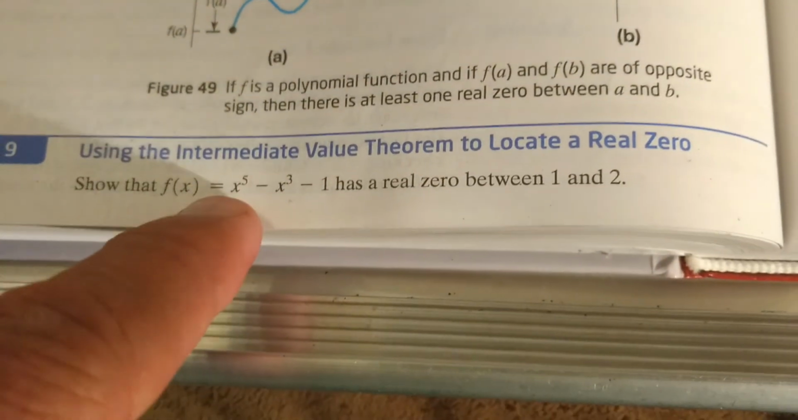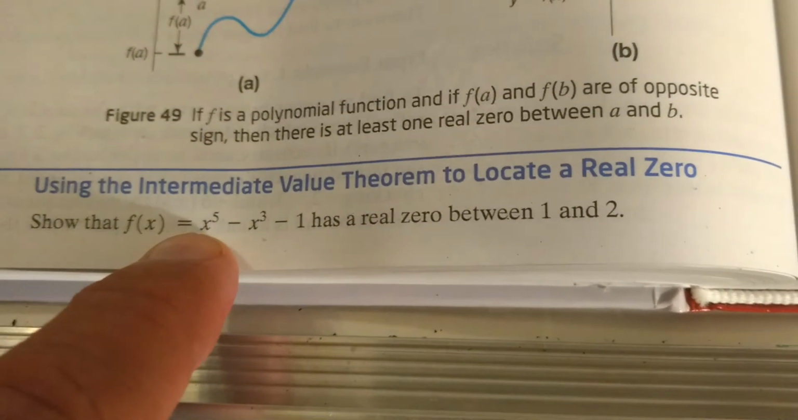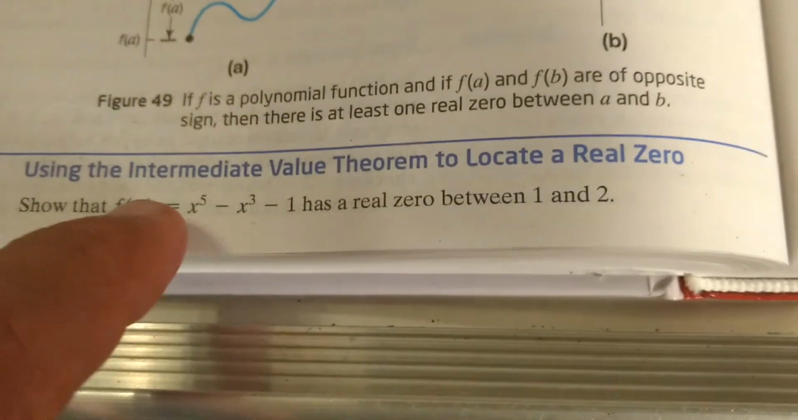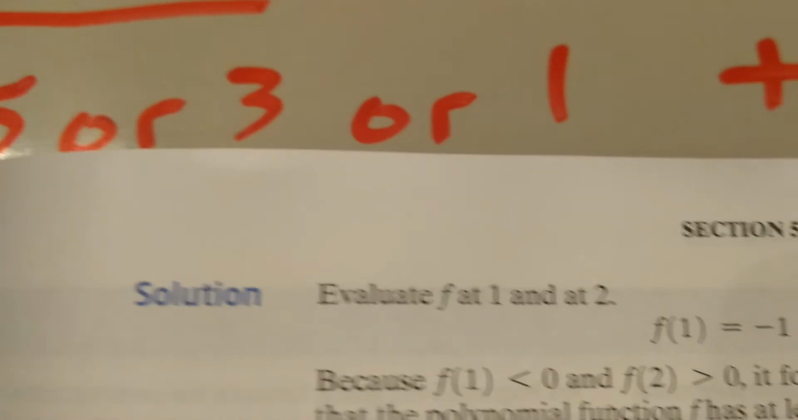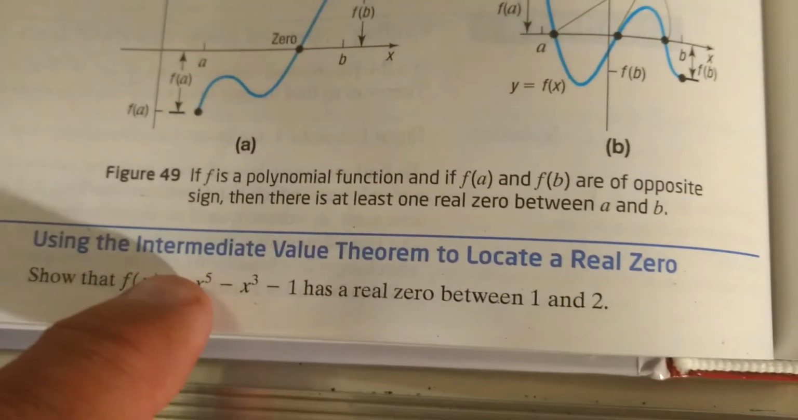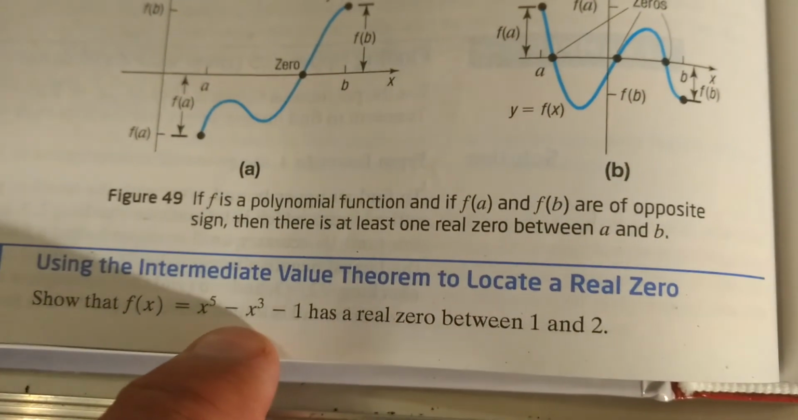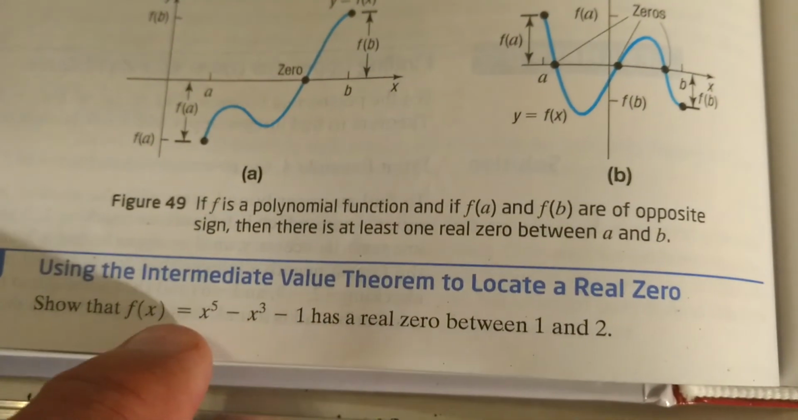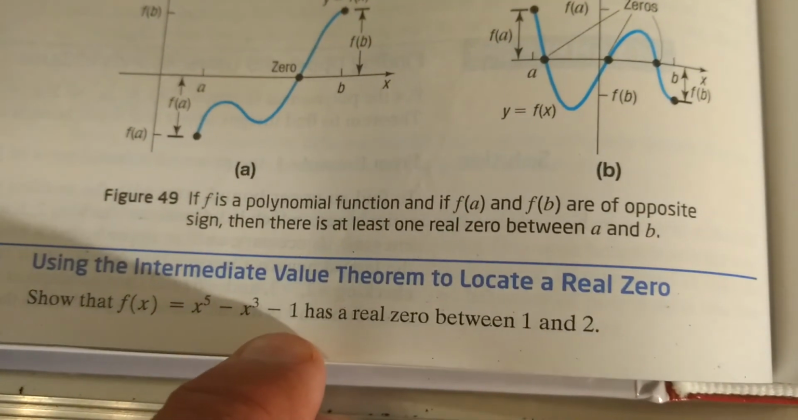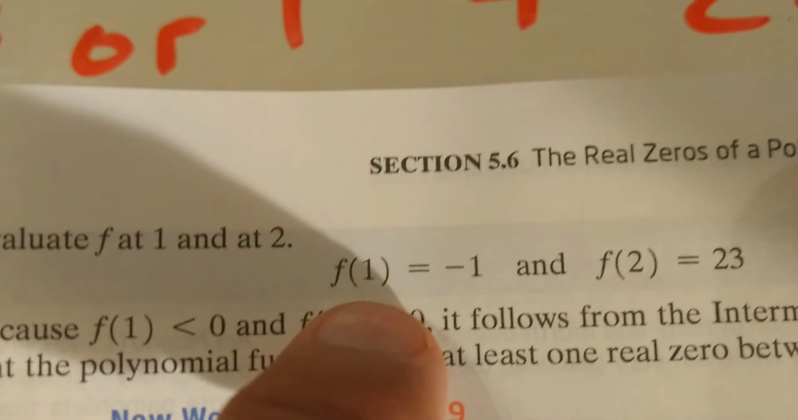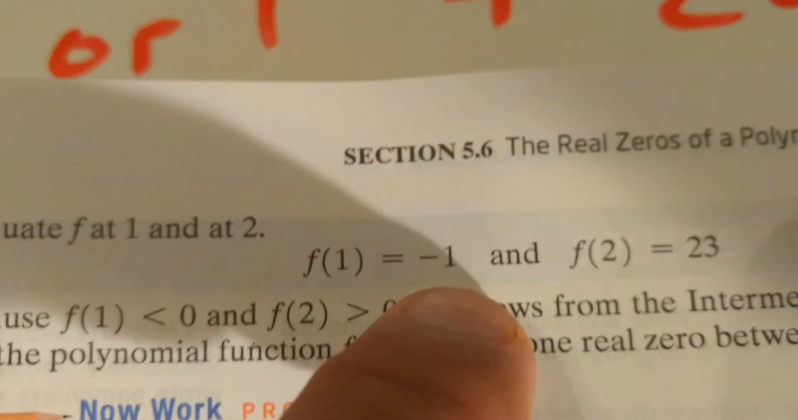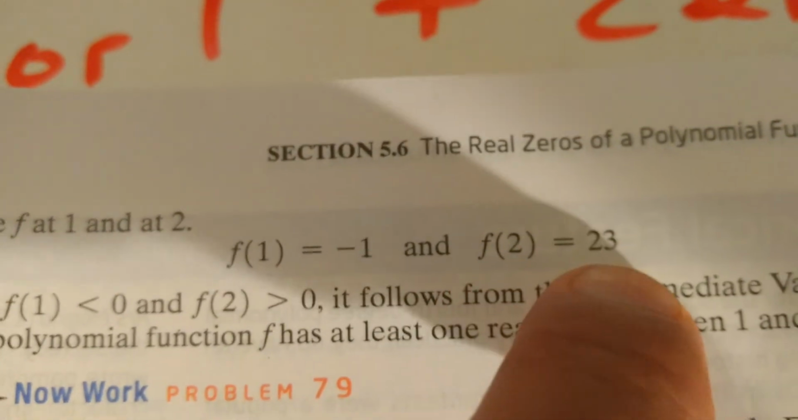Well, what we do is this. We plug 1 in here. 1 to the fifth power is 1. 1 to the third power is 1. So we have 1 minus 1, which is 0, which gives us negative 1. So f of 1 gives us negative 1. We plug 2 in here. 2 to the fifth power is 32. 2 to the third power is 8. So we have 32 minus 8, which is 24, minus 1, which is 23. So see how when we plug this 1 in for x, we got negative. When we plug this 2 in for x, we got 23.